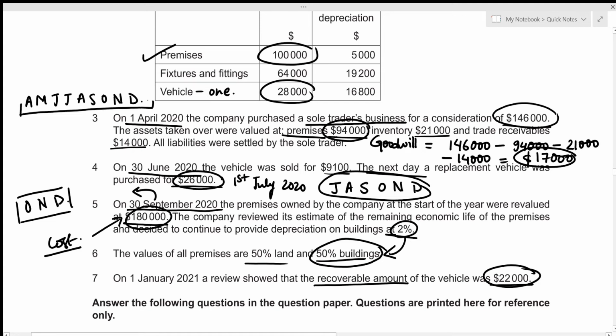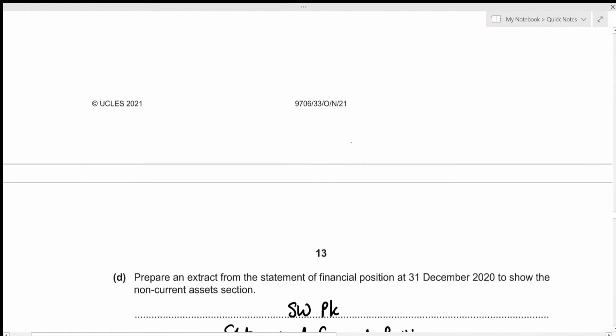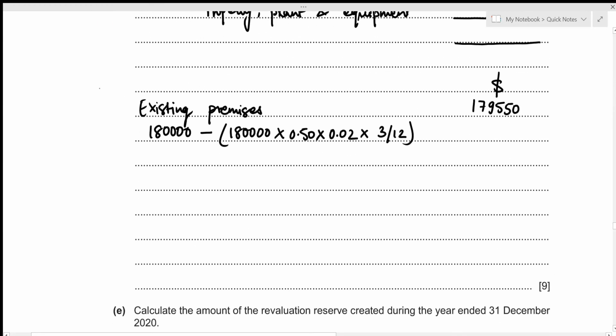So we need to charge depreciation to 9 months for this premises, but we remember that we only charge depreciation to the 50% of the premises which relates to buildings at the rate of 2%. Let's do that. So we can write it down as new premises, which had the cost of 94,000. Now we just need to subtract the depreciation charge. So that's 94,000 times 0.50, which brings us the value for the buildings.